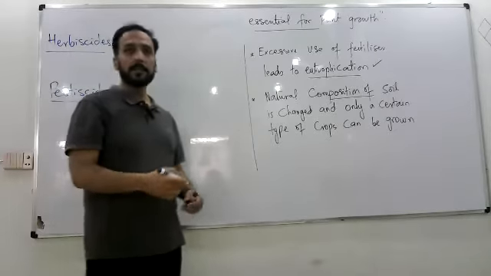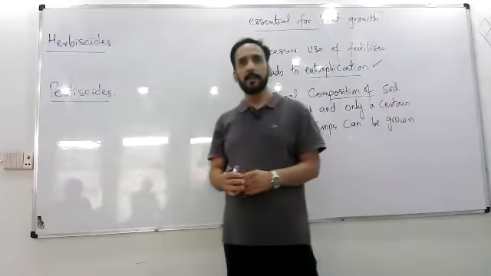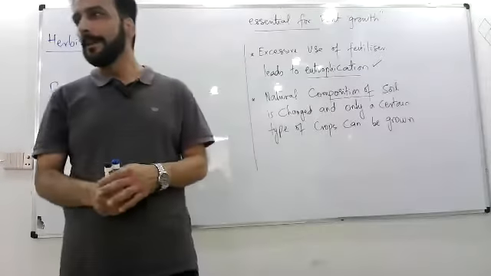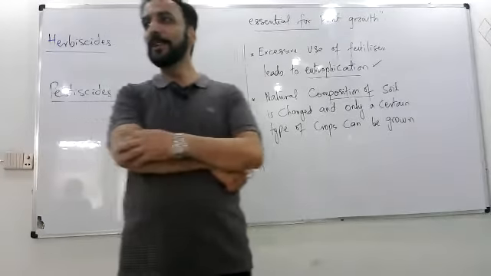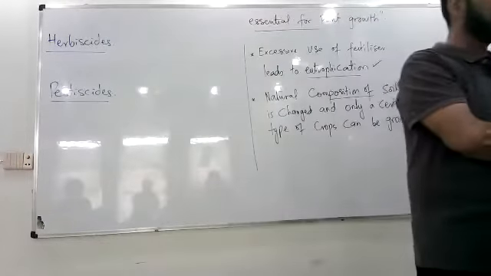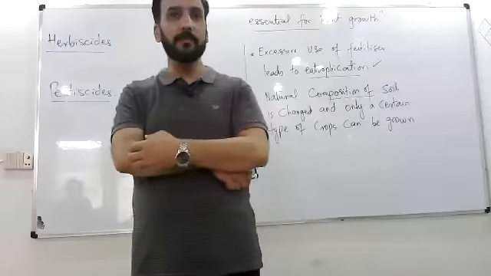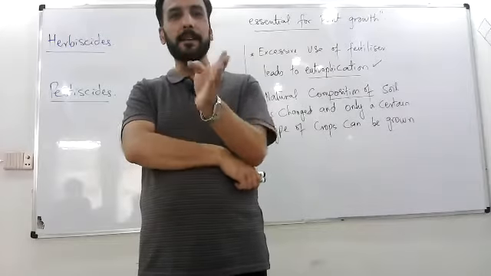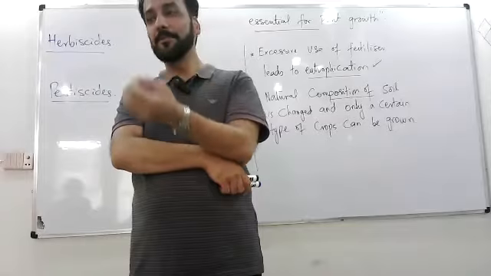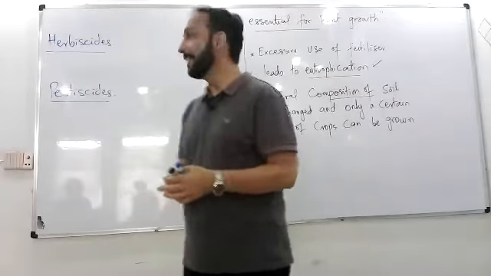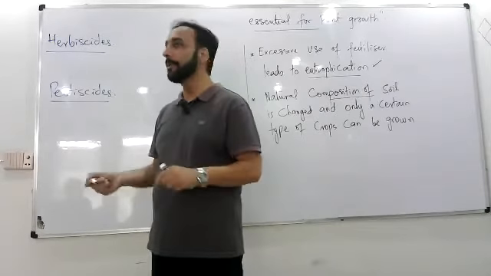Side is to kill, like suicide, homicide. You know that, right? What is suicide? To kill your own self. And then what is homicide? To kill another of the same species. When a human kills another human, we call it homicide. Suicide, you kill yourself. And most of the science words are logical. Once you know their meaning, you remember them properly.